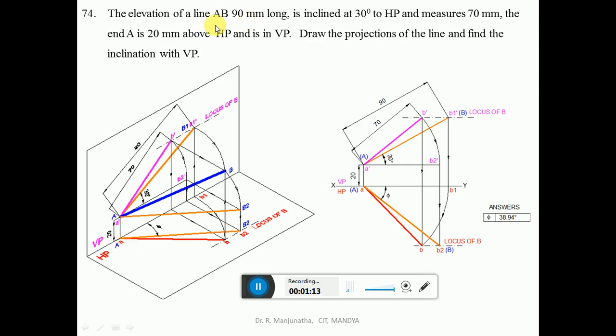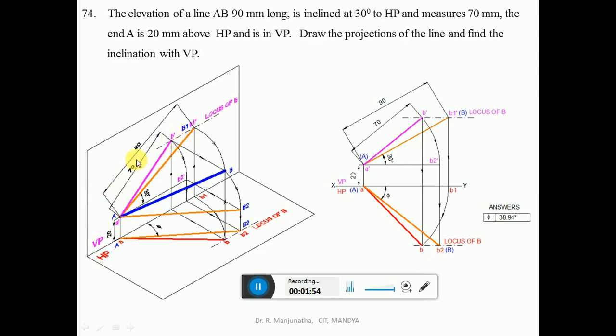And the true length of this line will be 90 mm long, inclined at 30 degrees to HP. So first we are going to measure a 30 degree line, and with a dash as center, draw a 30 degree line to a length of 90 mm. So we will get the locus in the front view. Once you get the locus, we know that the front view measures 70 mm. So since you know the length of the front view, with a dash as center, take the radius of 70 and cut an arc and join a dash b dash with a dark line. So we have the front view now.